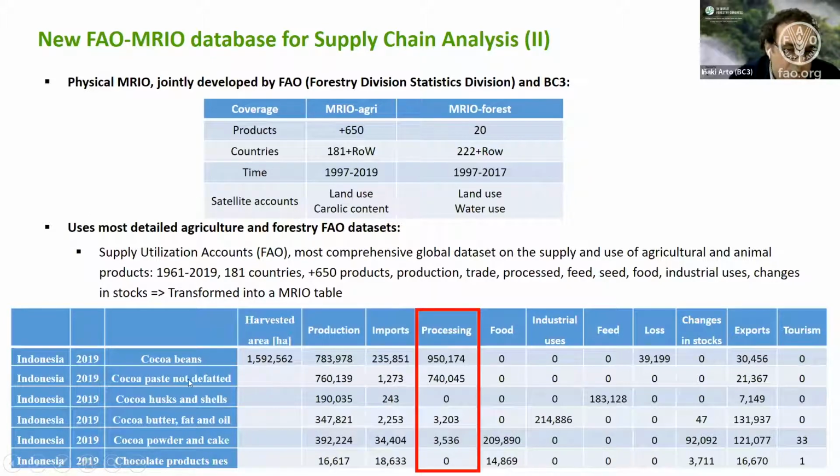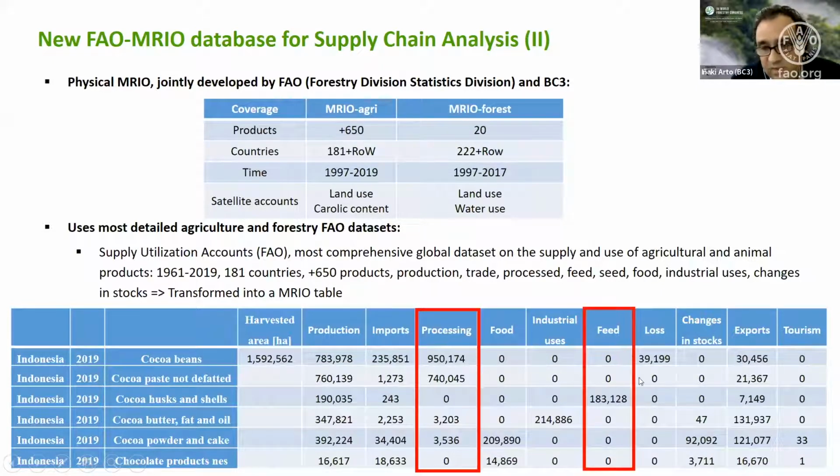And the same we do with the cocoa paste that is processed in Indonesia. We link it to the cocoa byproducts that we have from cocoa paste, that are butter and powder. And the same we do with this cocoa butter and powder that is produced, that is processed in order to produce chocolate products. And doing so, what we can do is to link the different final uses. For instance, the part of the cocoa powder or the part of the chocolate products that are used for food in Indonesia, we can link through this supply chain to the area harvested.